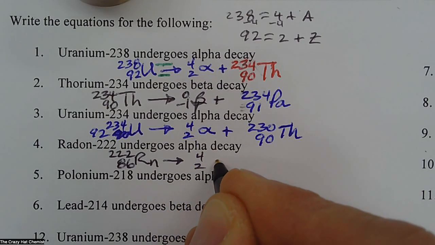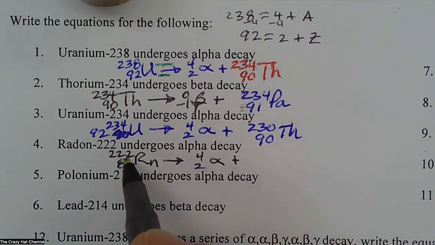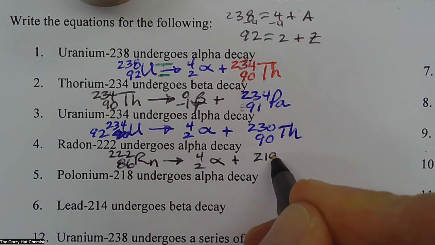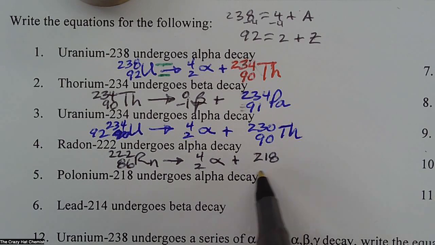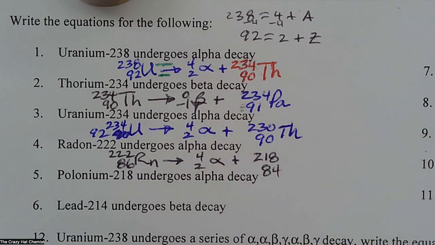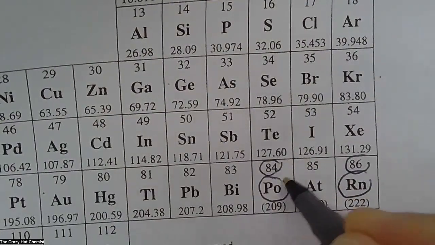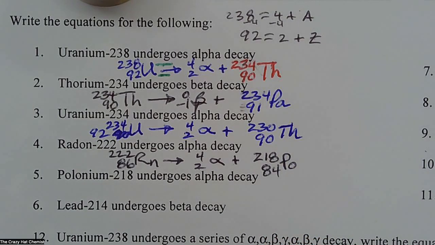That's a 4, a 2, and the alpha symbol plus AXZ. We're going to solve for the A. That's 222 is equal to 4 plus A. Subtract 4 on both sides, and you should get 218. 86 is equal to 2 plus Z, and we're going to subtract 2 on both sides, and we're going to get 84. We're going to look up 84 on our periodic table, and that is right here, 84, and that's polonium. That's Po, just like that. All right, fantastic.